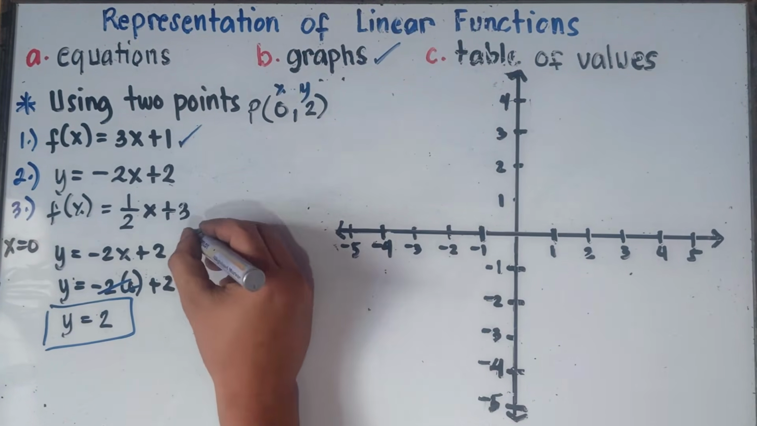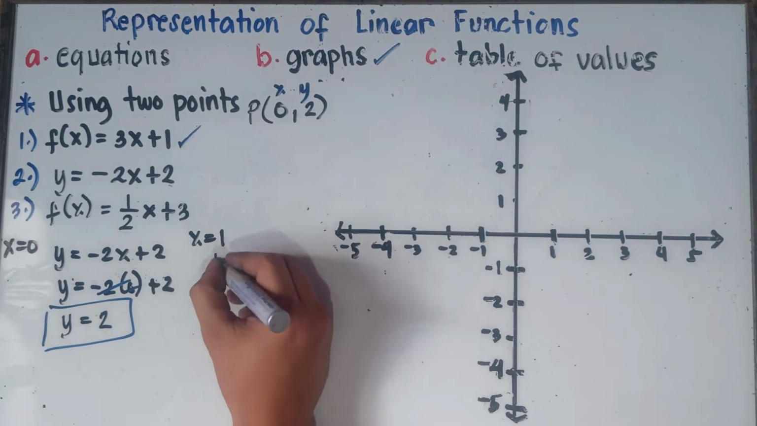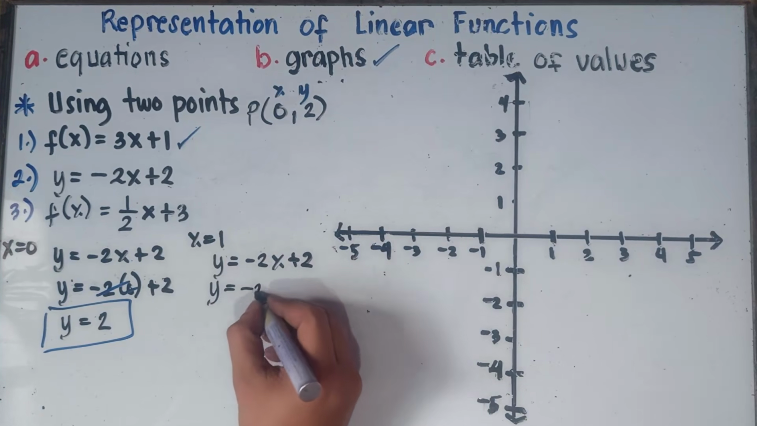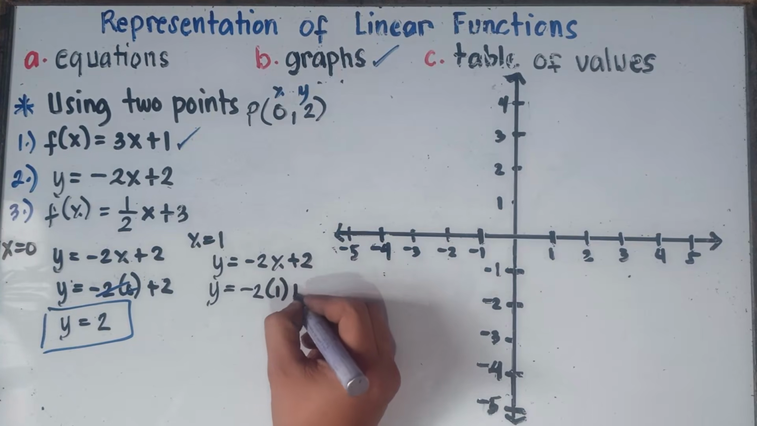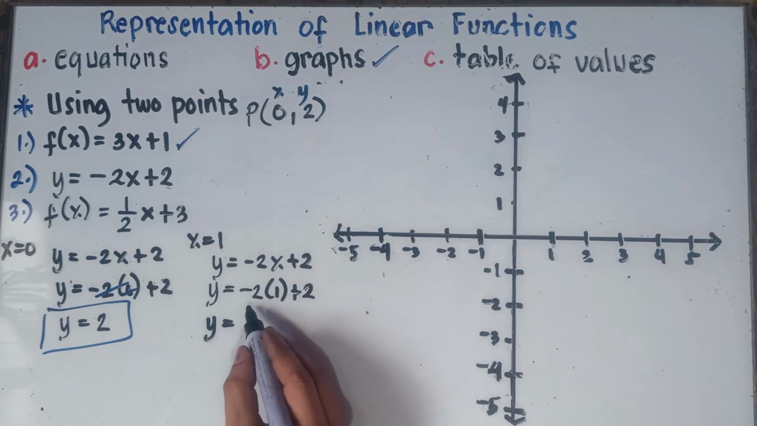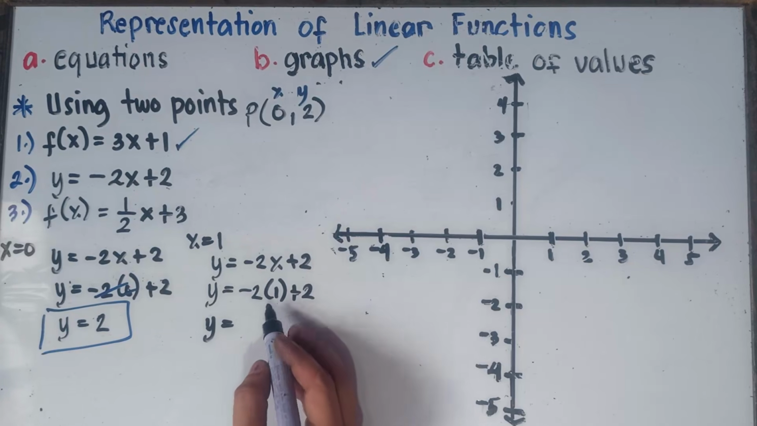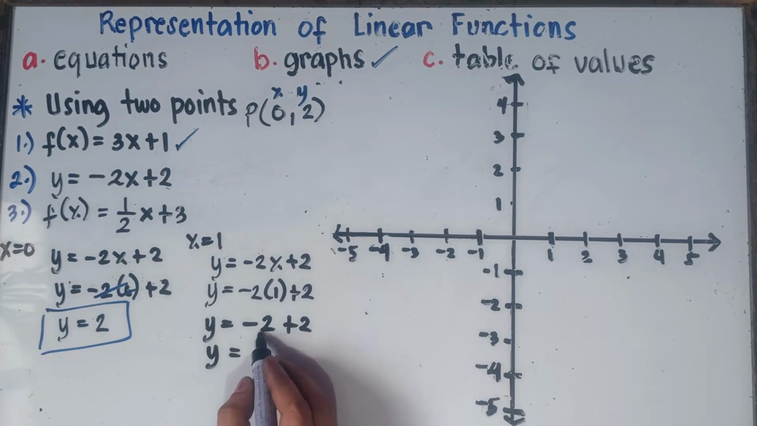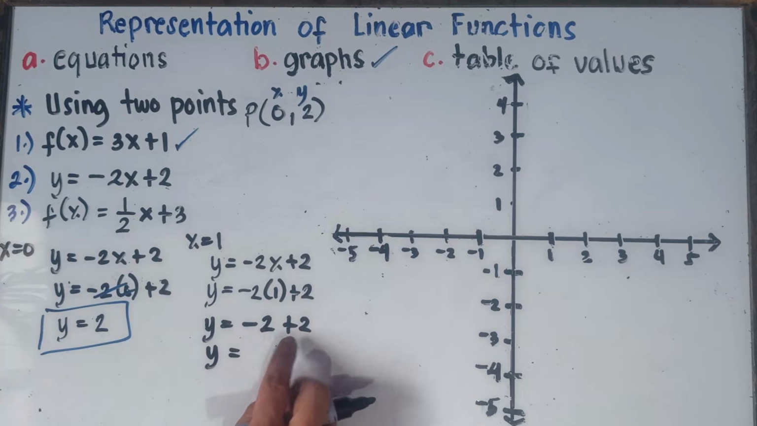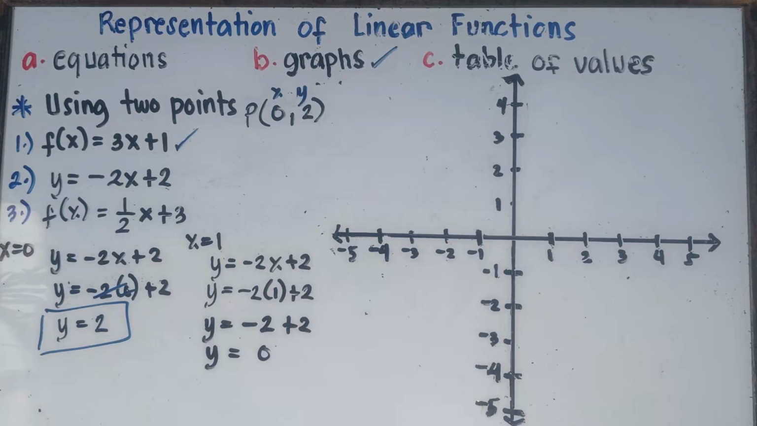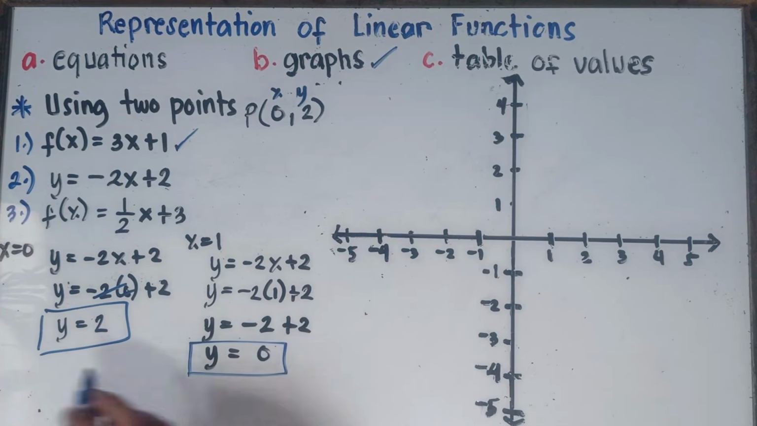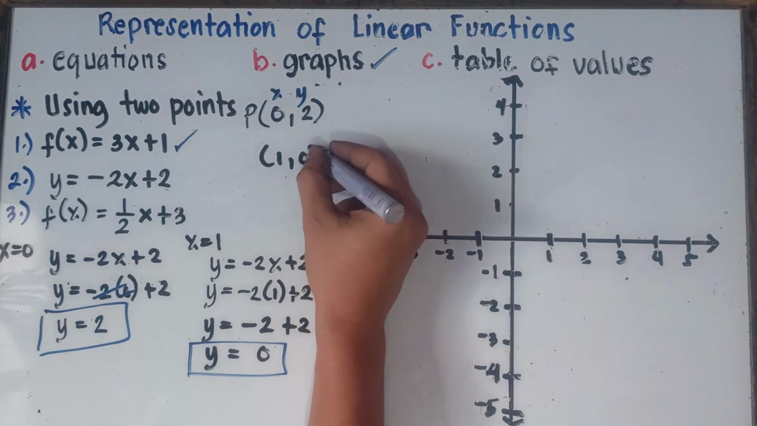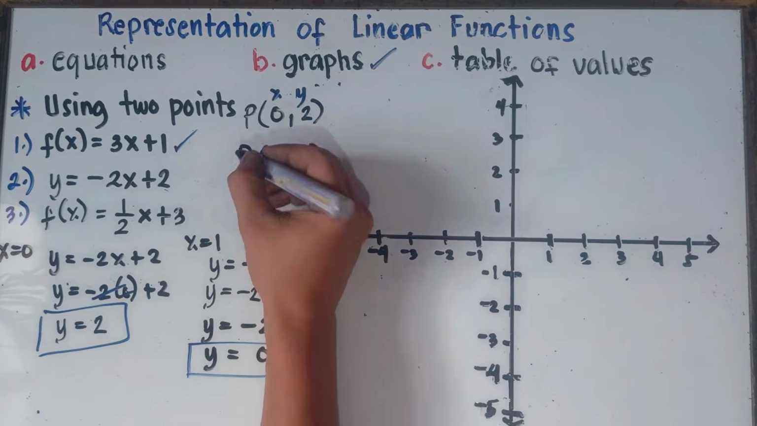Alright, and then let's have x equals positive 1, an easy number. So y equals negative 2x plus 2. The value of x would be positive 1, so y equals negative 2 times 1 plus 2. Negative times positive is negative; 2 times 1 is 2, plus 2. So y equals negative 2 plus 2. What's the answer, class? Unlike signs, subtract: 2 minus 2 would be 0. Therefore, if x is positive 1, y is equal to 0, and that would be our second point.